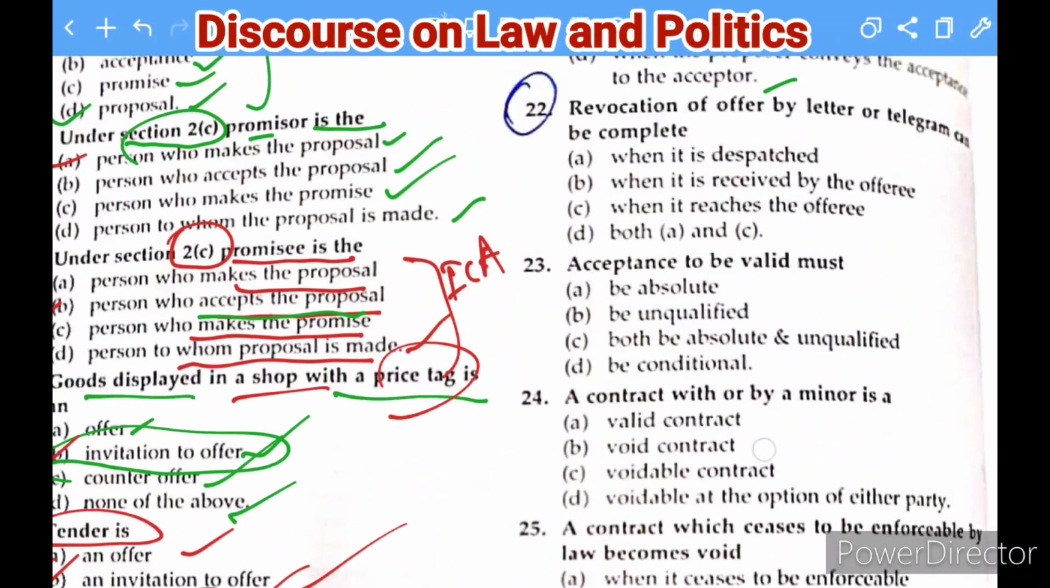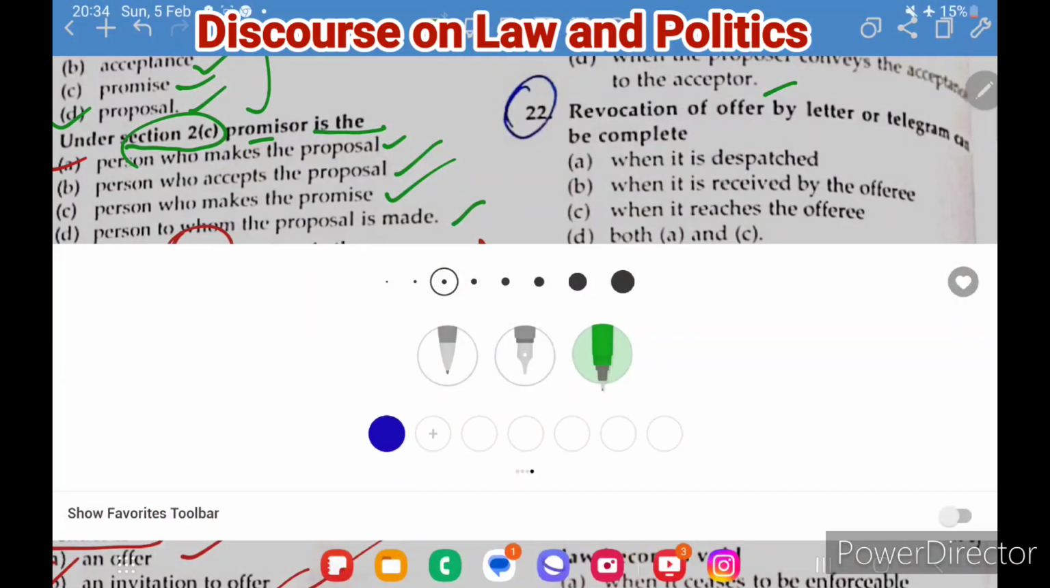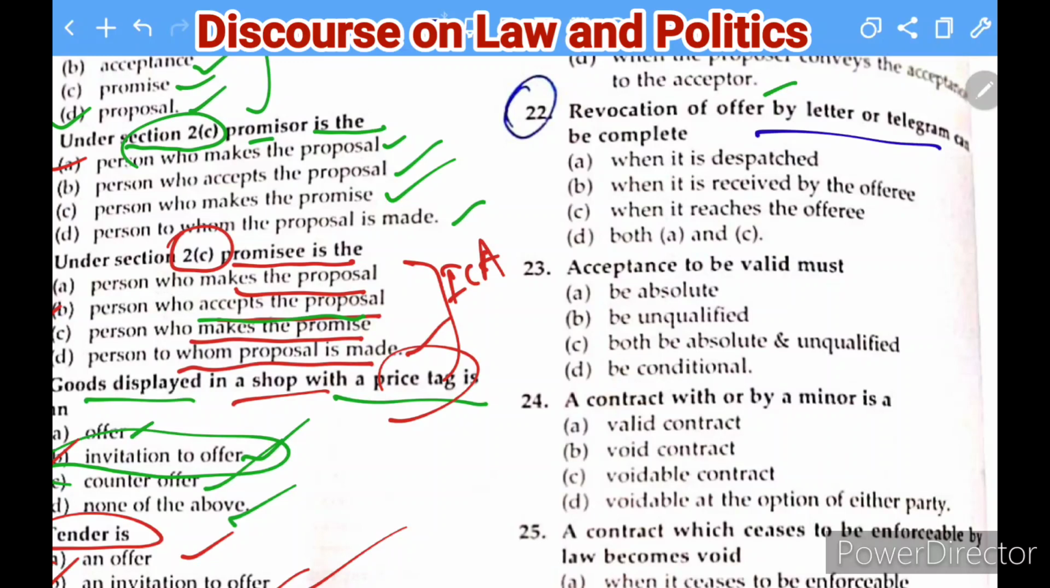Question number 22. Revocation of offer by letter or telegram can be completed: A, when it is dispatched; B, when it is received by the offeree; C, when it reaches the offeree; or D, both A and C. So just give your answer: when can a revocation of offer by letter or telegram be complete? Just give your answer in the comment box. I am waiting for your response here. Yes, the answer is when it is dispatched. Good.